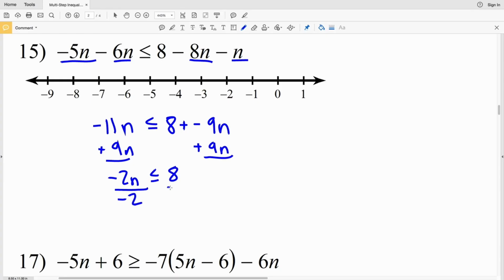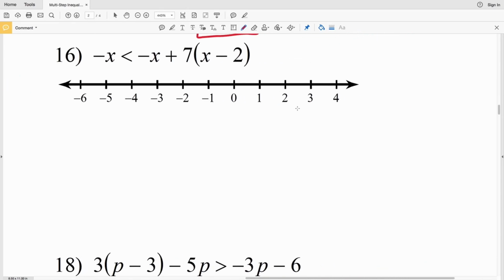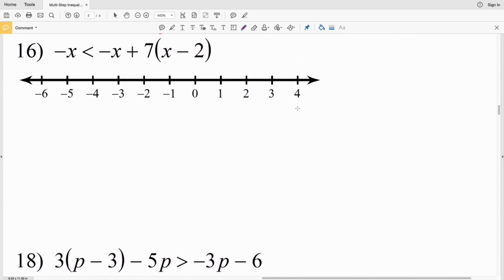We're going to divide by a negative 2, and when we do that, we're going to also have to flip the inequality. So we'll have n is greater than or equal to negative 4. Circle the negative 4, fill that in, and then shade everything to the right. And the last problem in this video, number 16.